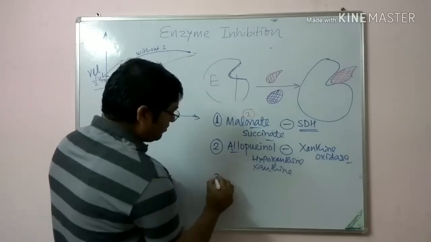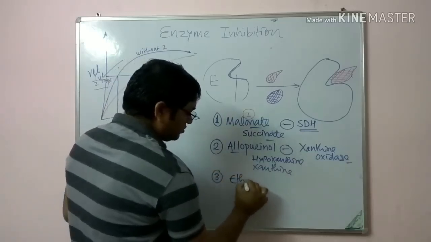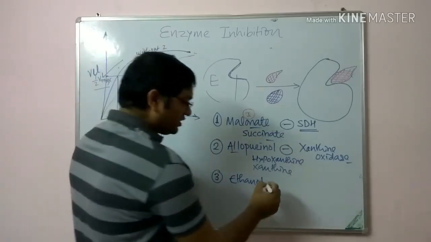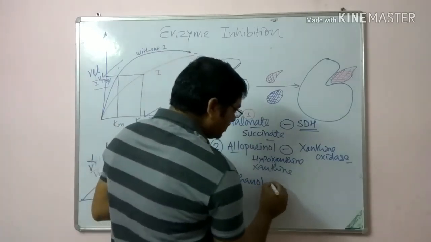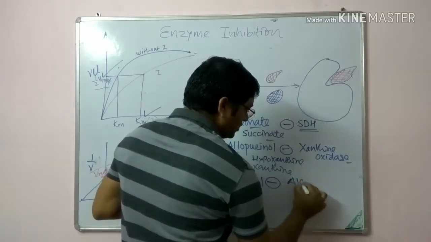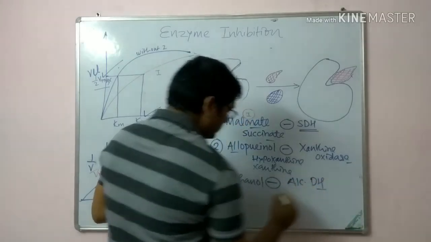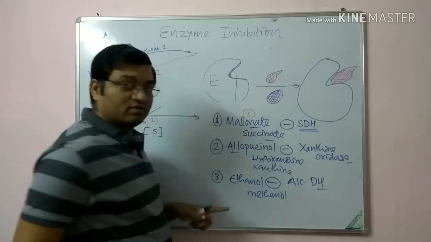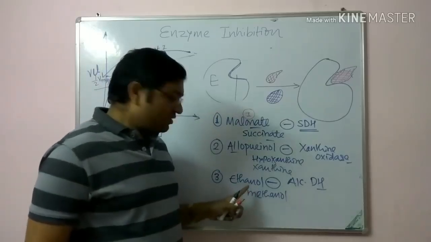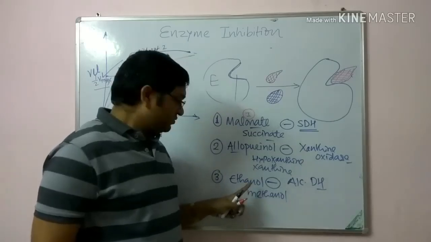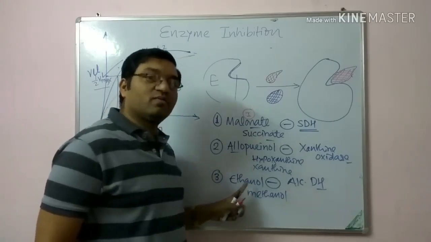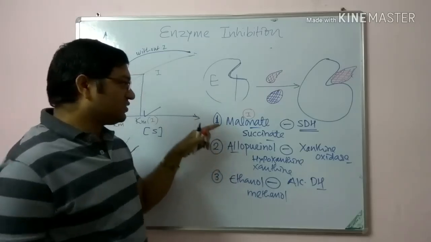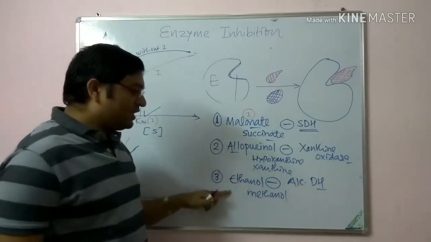Then the third important one is ethanol. It is used in methanol poisoning. It inhibits alcohol dehydrogenase. The substrate is methanol. In methanol poisoning, we use ethanol as a drug. Remember, ethanol is a food, it is a drug, and it is a poison depending upon the concentration. So these are the three examples: malonate, allopurinol, and ethanol.